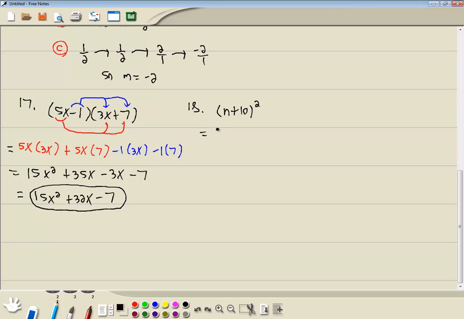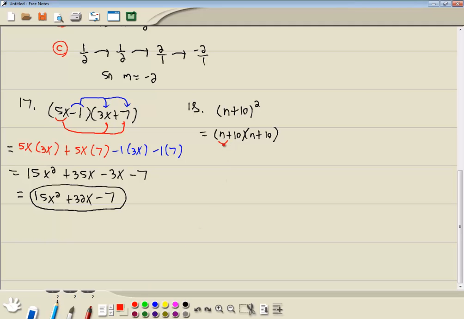Well, we're going to rewrite this as n plus 10 times n plus 10. Now we can't just square the n and square the 10, and the reason why is because of the plus here. If everything inside your parentheses is either multiplication or division, and you're raising the parentheses to a power, that's when you can take everything to that power. But if you've got a plus or minus in here, you cannot do that. You have to rewrite it this way and then multiply it together like we just did.